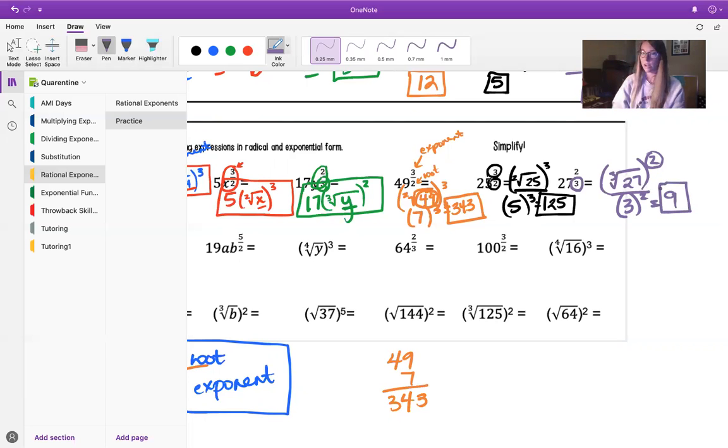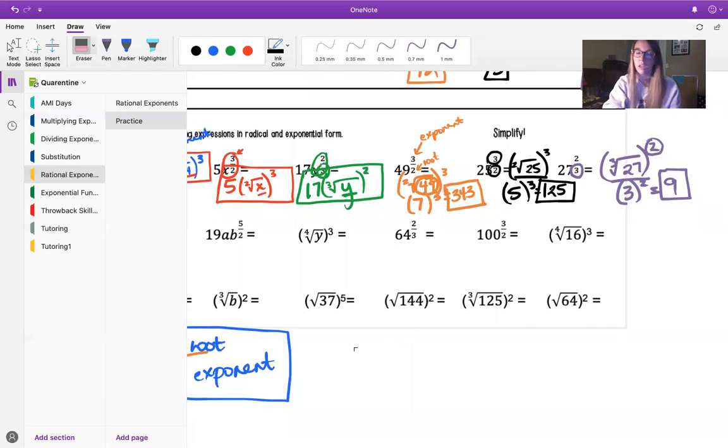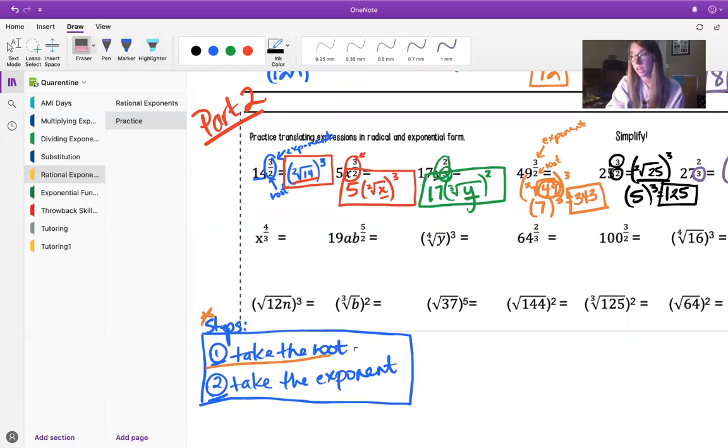And that is how you do it. Now again, if you have access to a calculator, by all means, use it. But you do need to know these steps in case you are ever in a situation where you can't have a calculator. Okay?